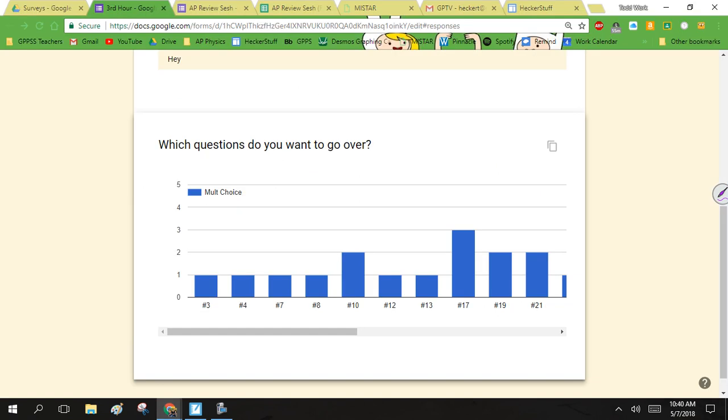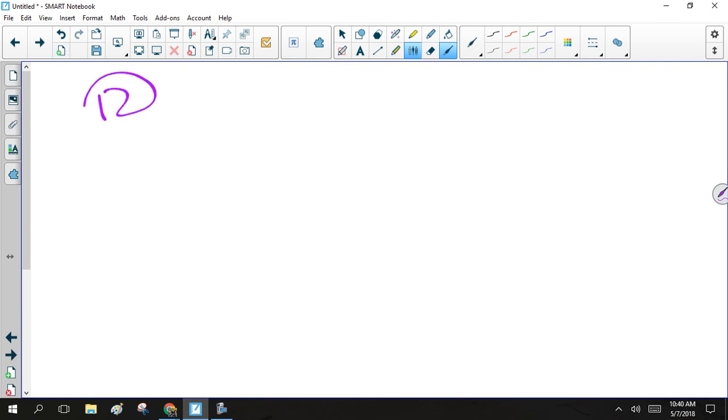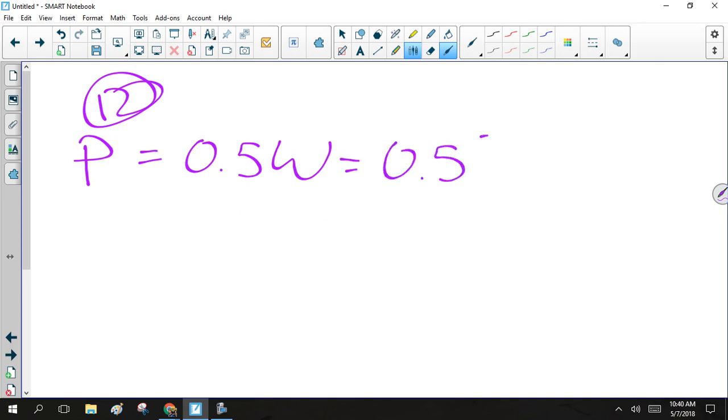Let's see, number 12. What are we trying to find? We're trying to find the time. Okay, so here we go. Number 12. An electric motor provides 0.5 watts. What is 0.5 watts a measure of, you guys? Power. Not work. Power, right? And if you forget, remember that's the same as joules per second, right? Okay?